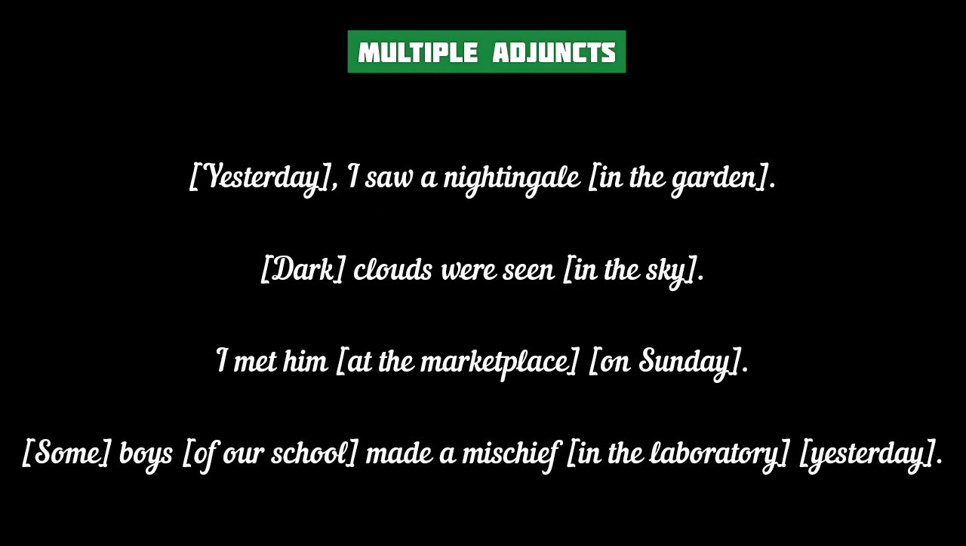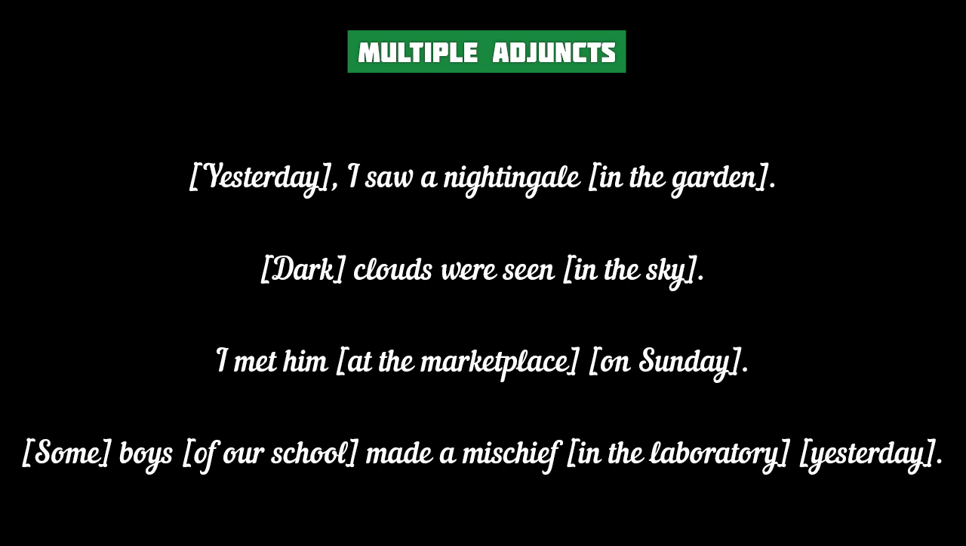Multiple adjuncts, both adjectival and adverbial, may occur at the same time in a sentence. These adjuncts provide additional information about the subject and the predicate in the sentence. But as I said earlier, the removal of these adjuncts from the sentence does not affect its remaining structure.